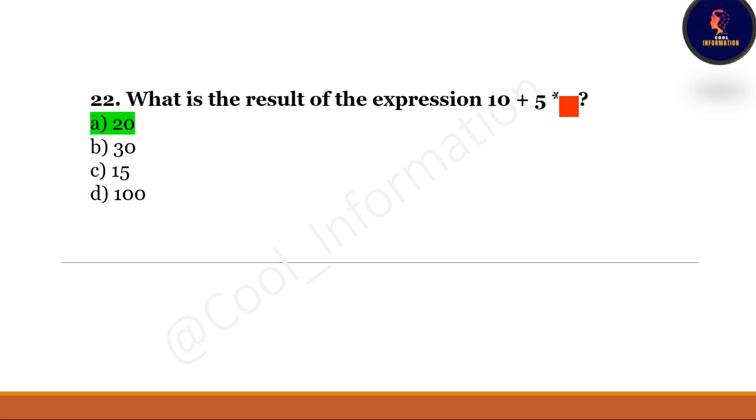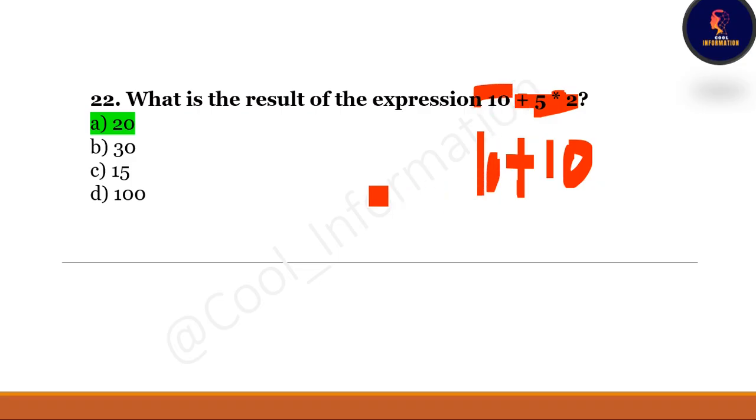Again, we see the precedence of the multiplication operator is higher than the precedence of the addition operator. So first we will multiply these two numbers. So 5 into 2 is equal to 10, and then we will add this 10 to this 10. So 10 plus 10, it will be 20.